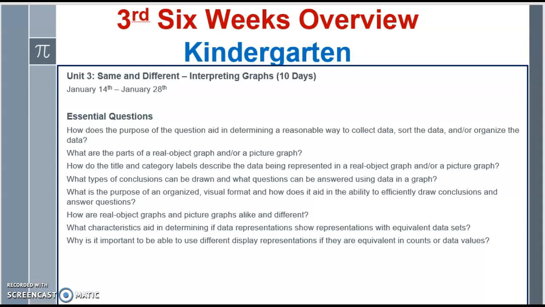Essential questions for kindergarten for graphs would be: how does the purpose of the question aid in determining a reasonable way to collect data, store data, and then organize it? What are the parts of a real object graph and what are the parts of a picture graph? How do the title and category labels describe the data? What conclusions can be drawn? What questions can be answered? What is the purpose of an organized visual format and how does it aid us in our ability to draw conclusions and answer questions? And how are real object graphs and picture graphs alike and different? And again, why is it important to display this information?